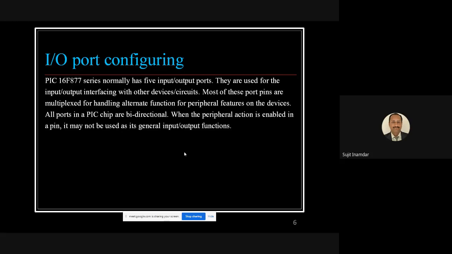Then all the ports in this PIC are bidirectional, and when the peripheral function is enabled, a pin or all the pins of a port can be used as input or output. म्हणजे एका पोर्टला 8 पिन आहेत, तर त्यातल्या 4 पिन तुम्ही आउटपुट म्हणून वापरू शकता, 4 पिन इनपुट म्हणून पण वापरू शकता. तर त्याच्यानुसार तुम्हाला कॉन्फिगर करावं लागतं. So this is the general introduction of it.